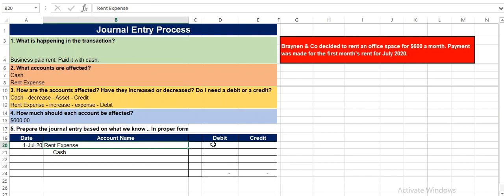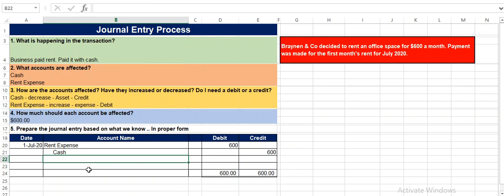And so now we just have to put in our figures, which we're saying that both accounts are affected by the same $600. So our debit account, rent expense, we would put underneath the debit section $600, and the credit account we would put underneath the credit section $600 as well. And so pretty much this is what the journal entry would look like. We have our debits, we have our credit, and we can see that our total debits and our total credits balance.